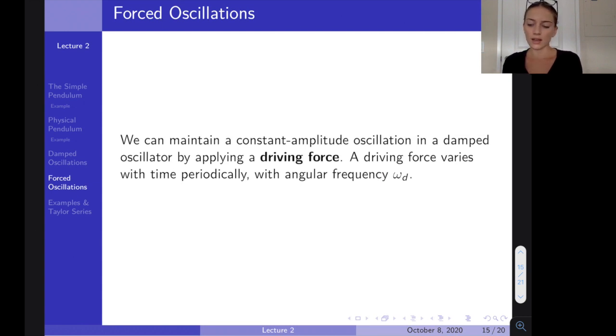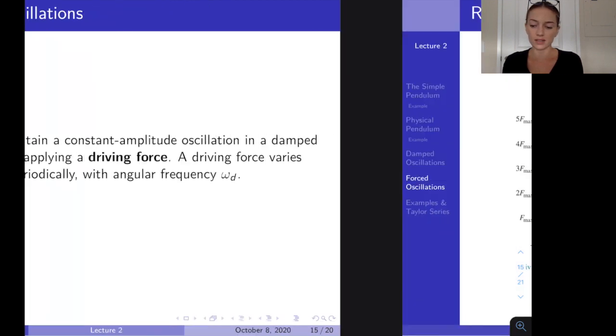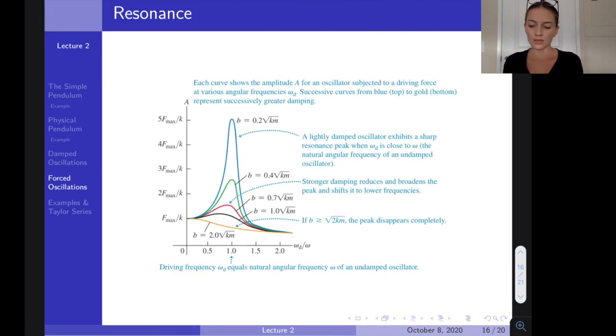Now one thing that can happen with forced oscillations is what's called resonance. Resonance happens when the driving frequency is close to the natural frequency of oscillation of your object. What can happen is that you can get this huge peak in amplitude if your driving frequency and natural frequency are close. So if the parameters are right, you can get this huge spike.